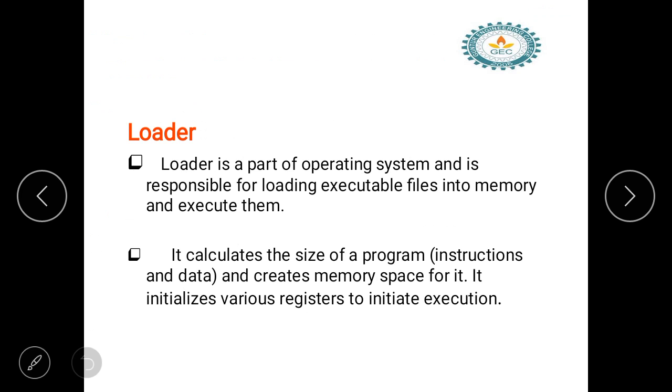Next one is the loader. The loader is a part of the operating system and is responsible for loading executable files into memory and executing them. It calculates the size of the program and creates memory space for it. It initializes various registers to initiate execution. All execution files are stored in a symbol table using the linker. The linker links the memory unit, and particular locations load the executable information.